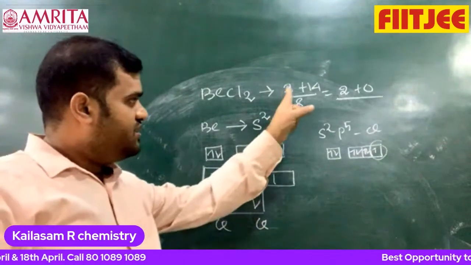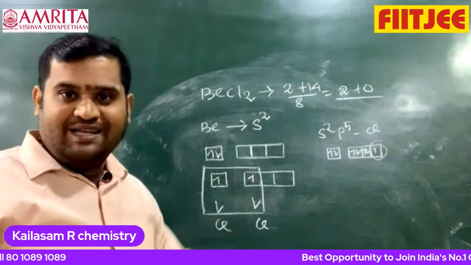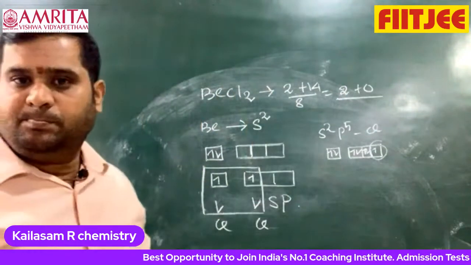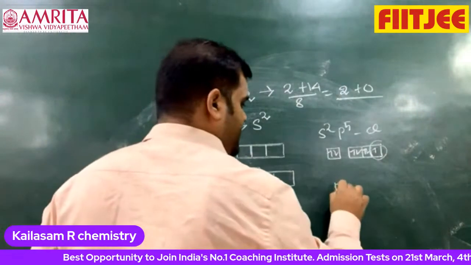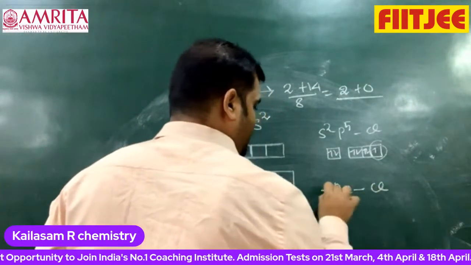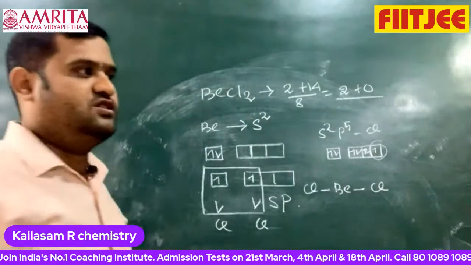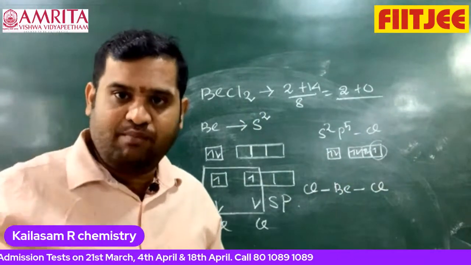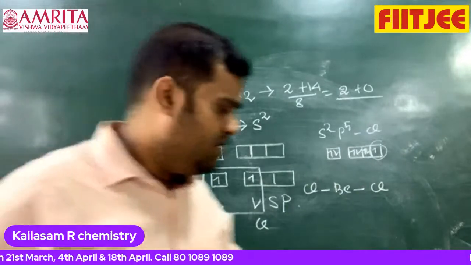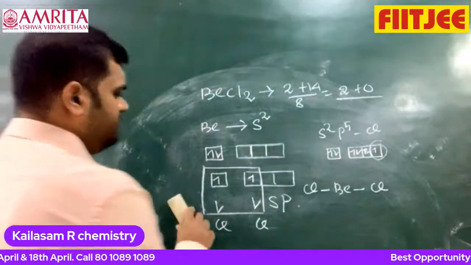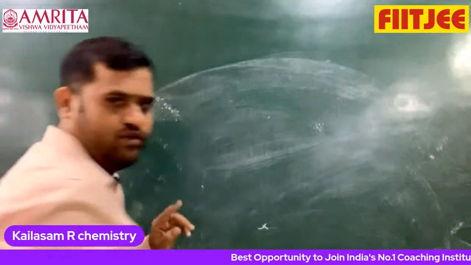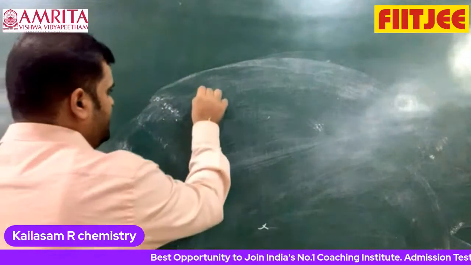If it is 2 plus 0, what is the hybridization? sp. That's the reason. What about the Be-Cl bond? This is going to form a sigma bond. Only sigma bonds are considered for hybridization. Pi bonds you won't consider for hybridization. Next, if I am going with the same thing, I can give you this. Please keep it in mind.